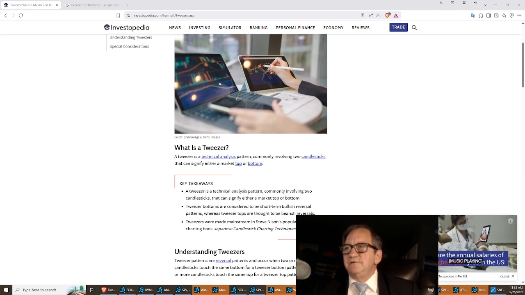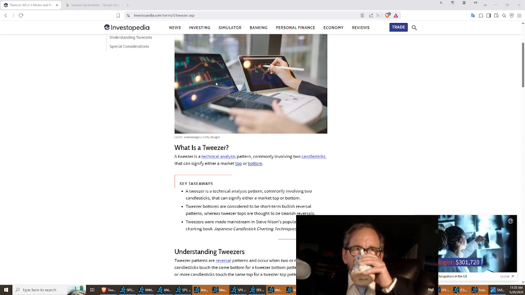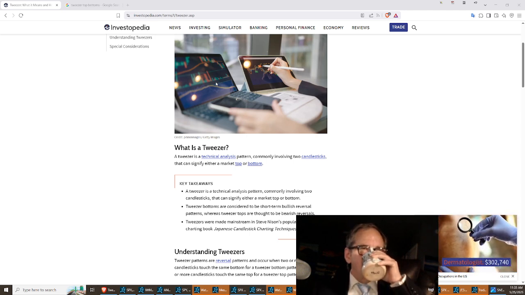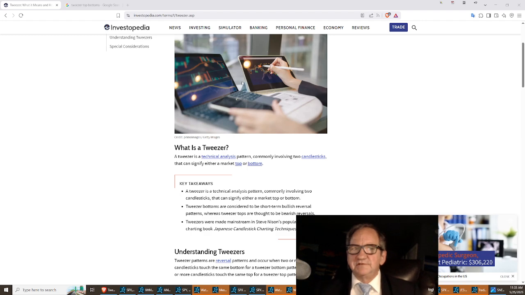So we're going to go ahead and look at the pattern itself, and I'm going to take a little drink of my jasmine tea. Today's tie Sunday, as you can see. I'm wearing my suit and my tie. Market's not open tomorrow.